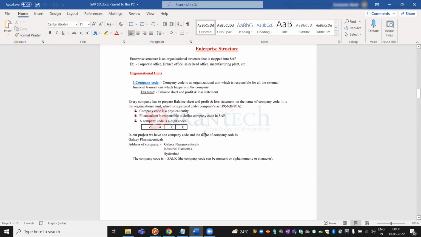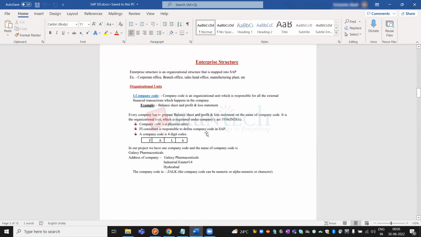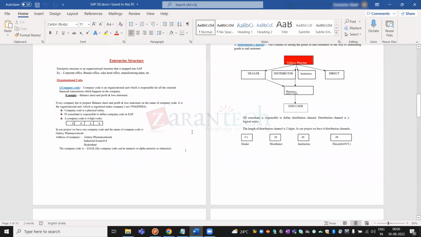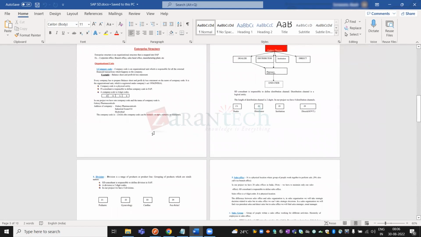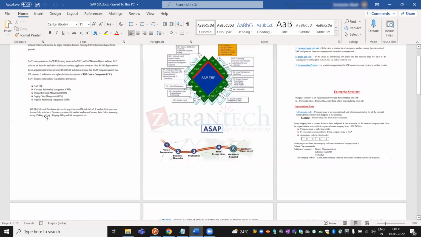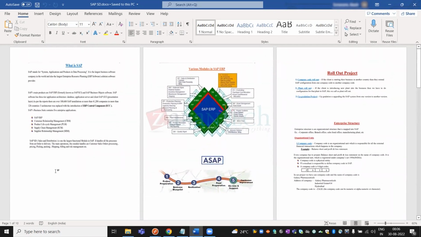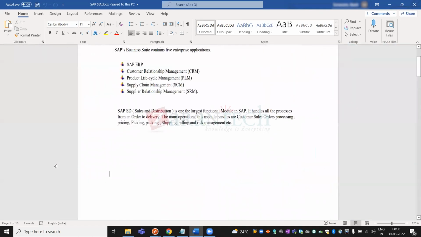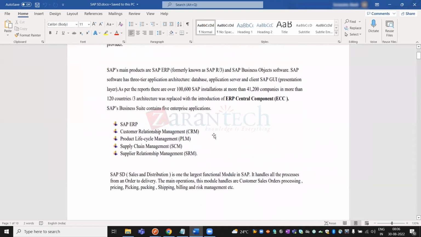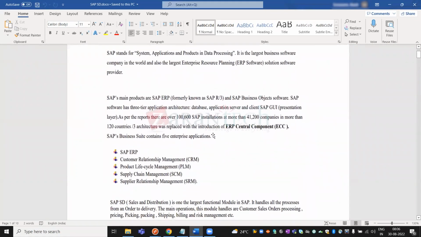So SD basically stands for sales and distribution. Okay, one minute. Did you make the screen small? No, can you make it bigger? Yeah, I thought it was good first and then it became small.